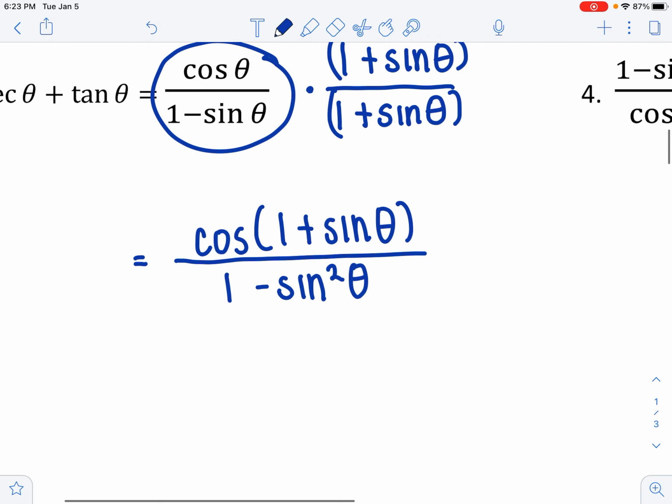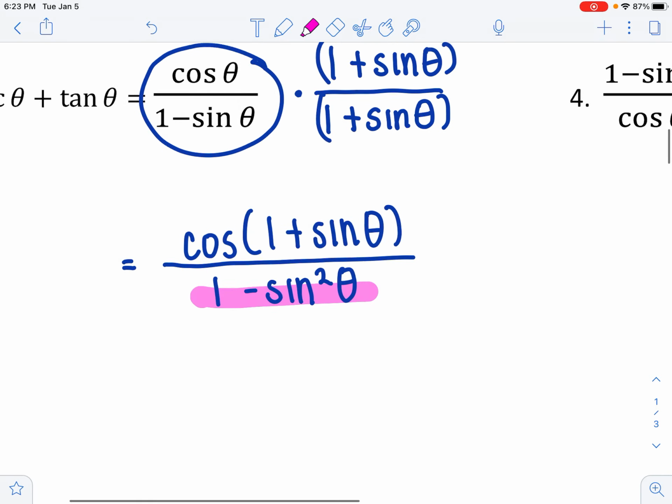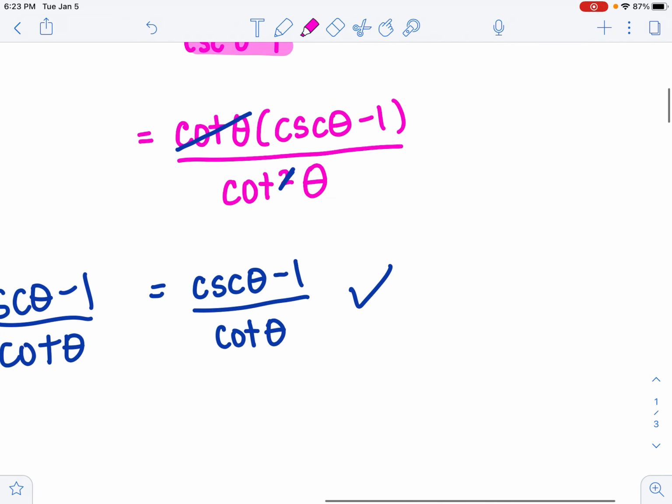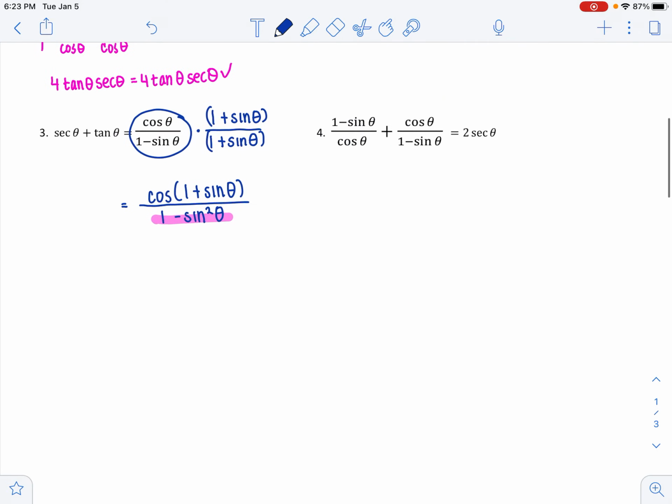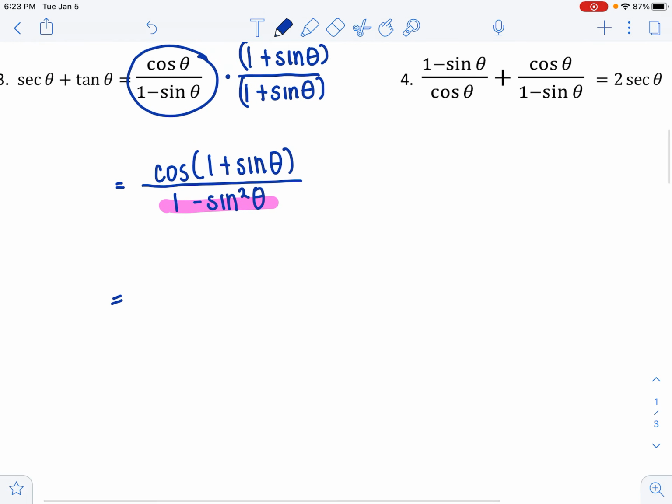All right, just like the last one, I'm going to say I can replace this 1 minus sine squared. So what can I replace it with? I'm going to come back to my trig identities. 1 minus sine squared. I would have to subtract sine squared to this side. I'd be left with cosine squared. So I can replace it with a cosine squared.